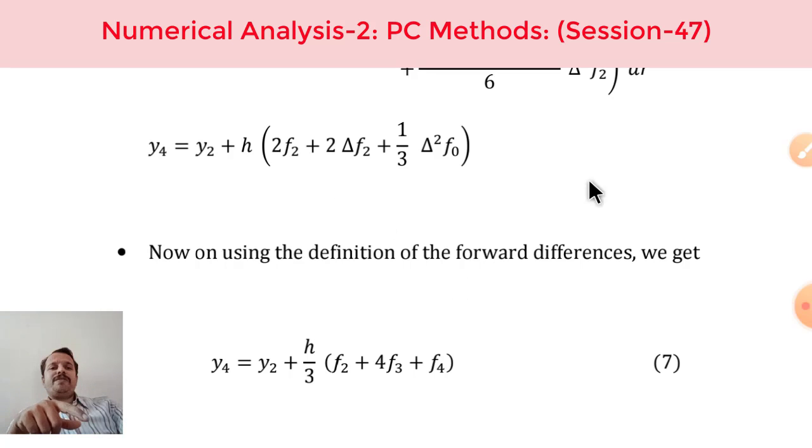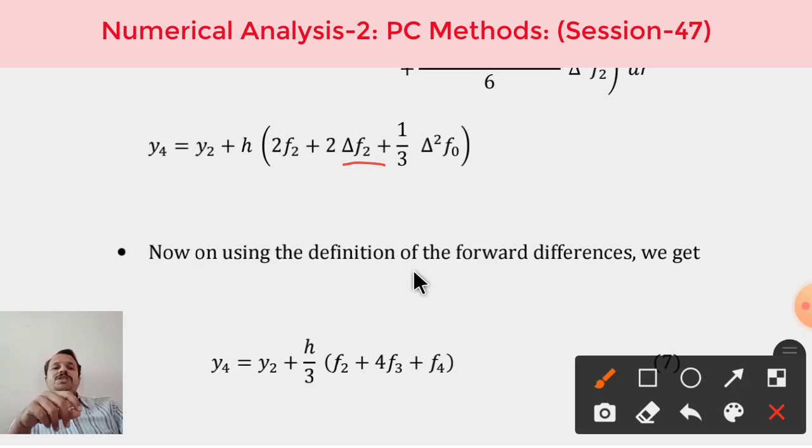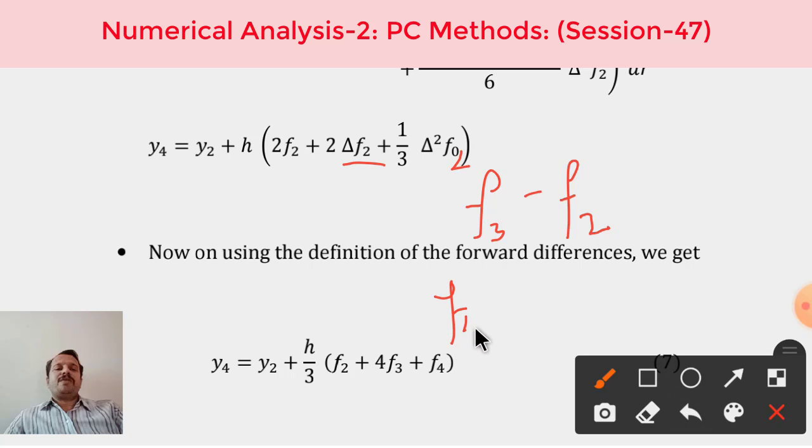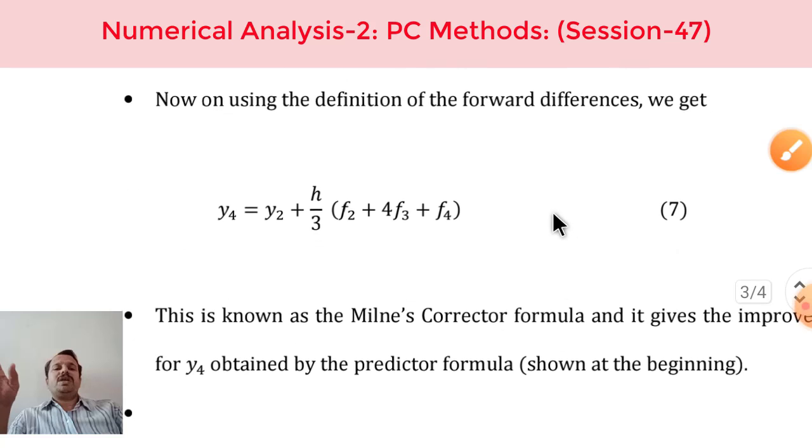And now I can use the definition of delta f2. What is delta f2 actually? It is f3 minus f2. What is the value of del square f2? Del square f2 is in fact f4 minus 2f3 plus f2. So these are the things I am having here in place of these 2 terms, and the rest of the things are as they are, and I will simplify each and everything.